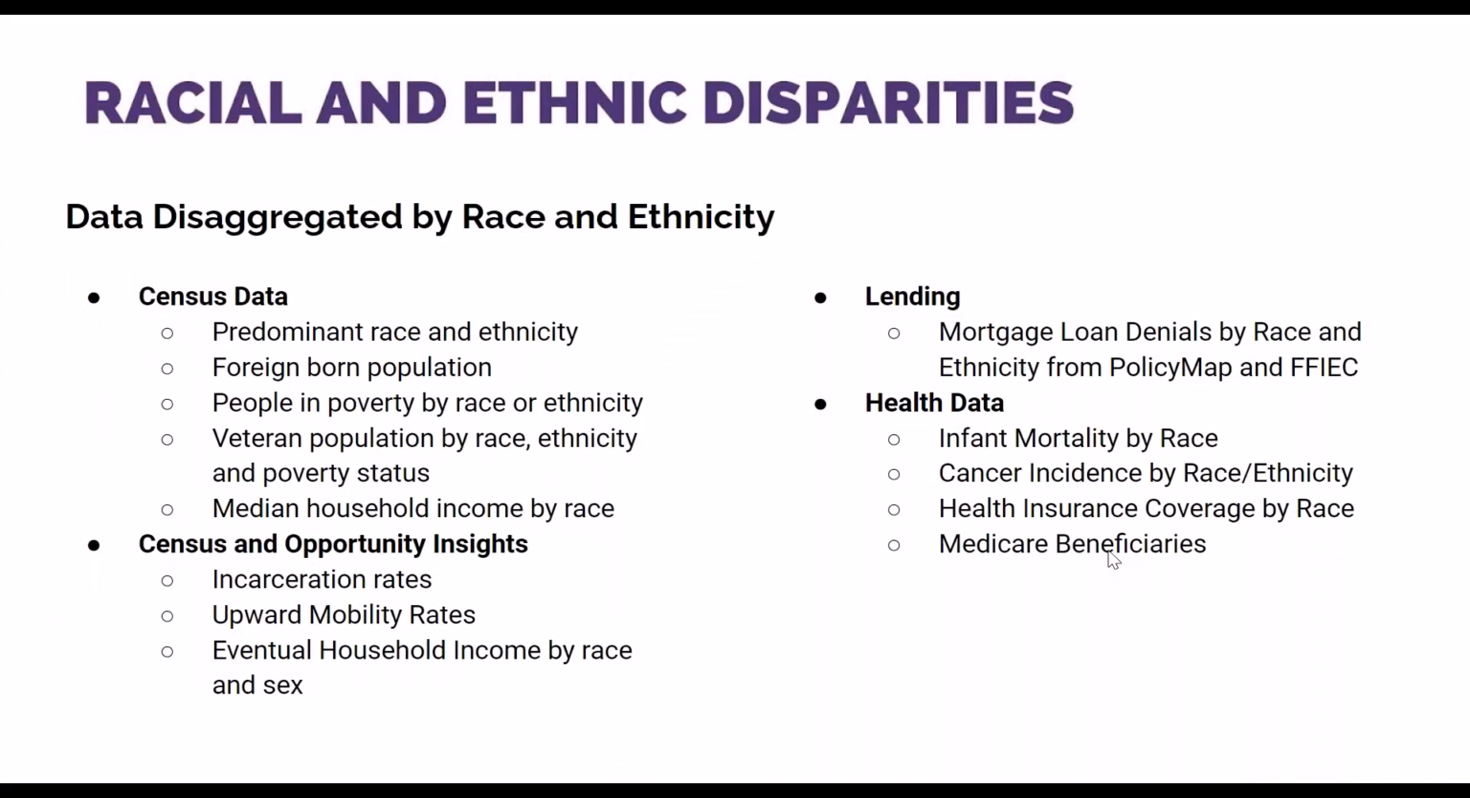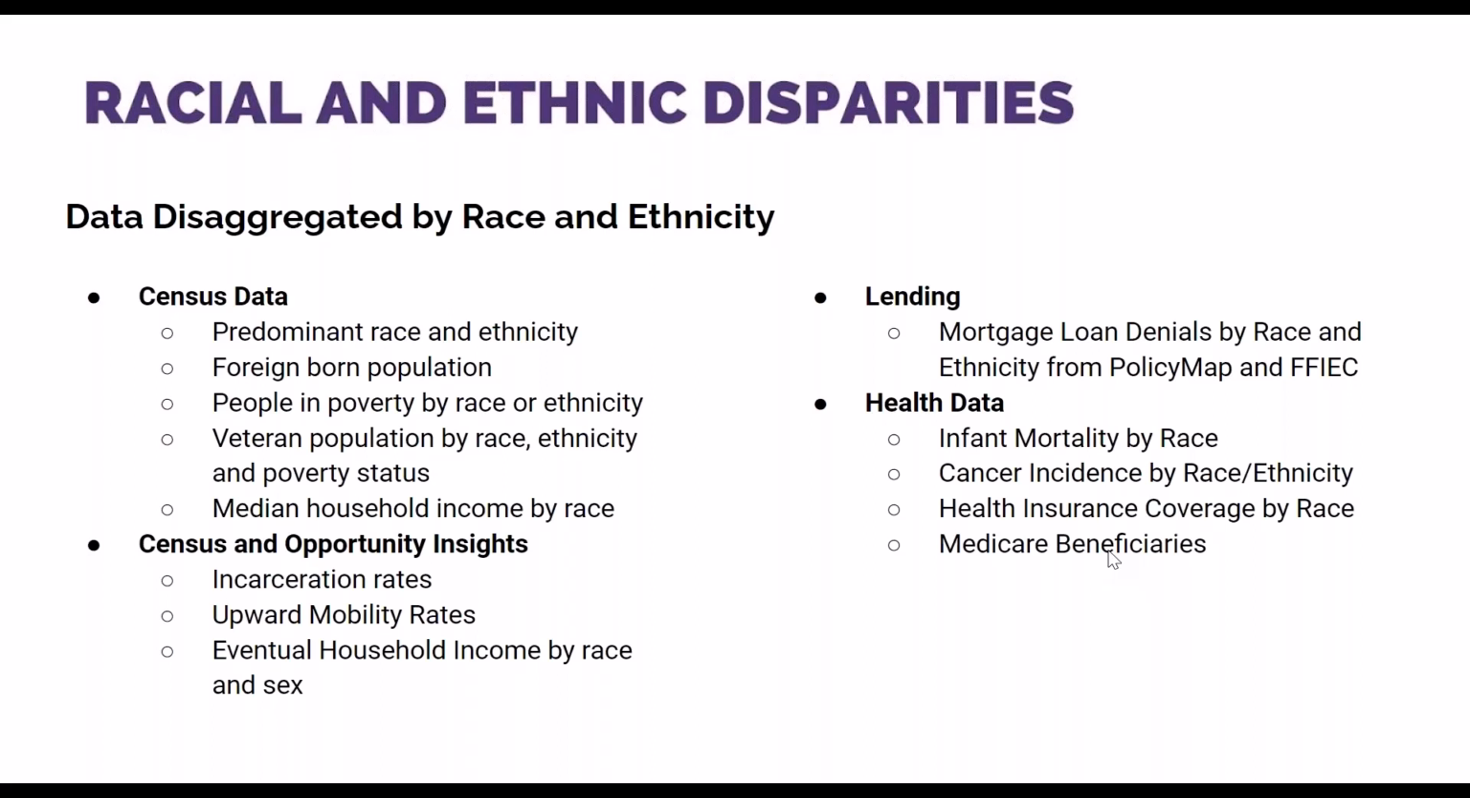There is quite a bit of data within PolicyMap that shows racial and ethnic disparities. Again, this is not a comprehensive list. I just thought I would show you some of the highlights, but you do have the ability to easily map an area to show the predominant race or ethnicity down to the census tract level. You can view the foreign-born population and view people in poverty by race or ethnicity.